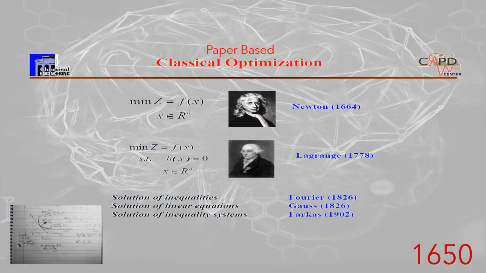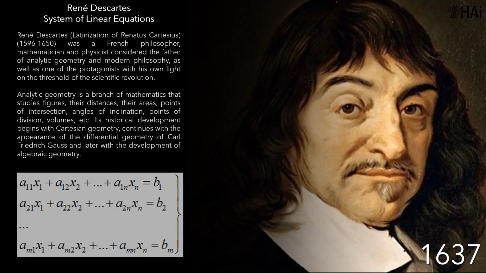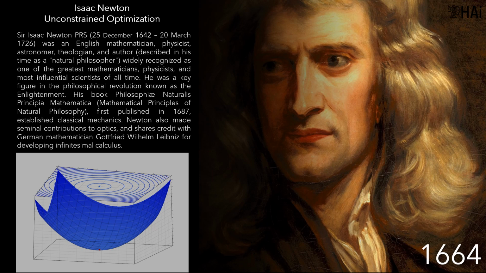Perhaps the second great mathematical revolution is the birth of the fundamental principles of optimization, based on differential calculus. René Descartes was a French mathematician, physicist and philosopher, considered the father of algebraic and differential geometry. Sir Isaac Newton was an English mathematician, physicist, astronomer, and theologian, widely recognized as one of the greatest and most influential scientists of all time.